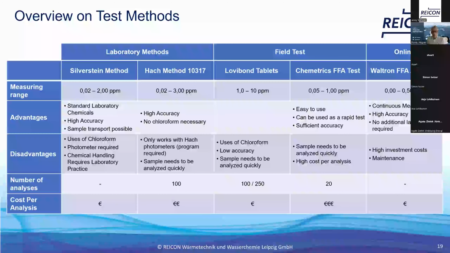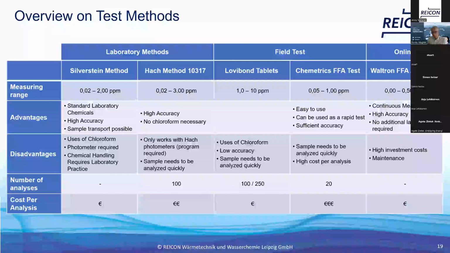And here is a short summary of the different methods. So you can see the laboratory methods are very accurate. Half method has the advantage that you don't need additional chloroform. The Silverstein method, there you can store the sample for a while and do some transport with this without having it under detection.